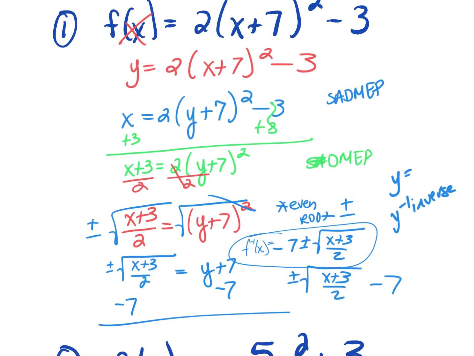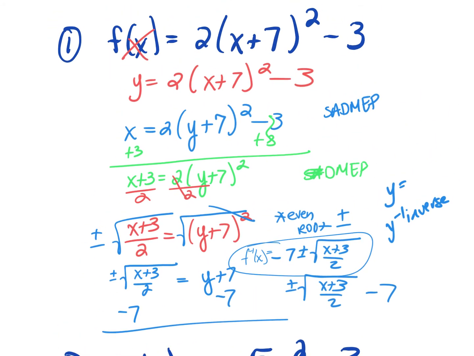So let's look. Let's compare our original to what we just found right here as our inverse. In my original, I was adding 7 right here, right? What am I doing in the inverse? There's a -7. In the original, I was minusing 3. What am I doing in the inverse? Adding 3. In the original, I was multiplying by 2. What am I doing here in the inverse?